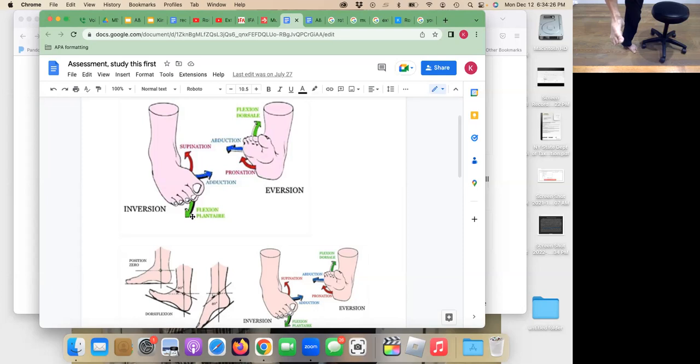Or supination, flexion, adduction. And then the other way would be pronation, and then dorsiflexion, not extension, dorsiflexion, and then abduction. Abduction, dorsiflexion, and then pronation.